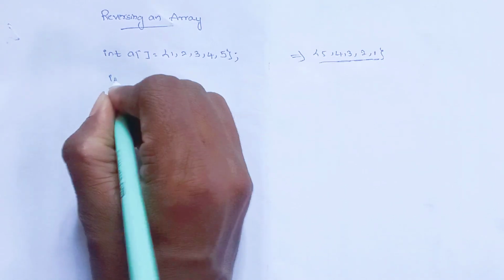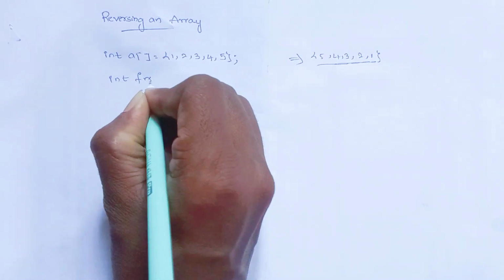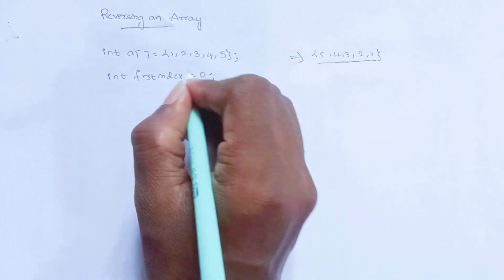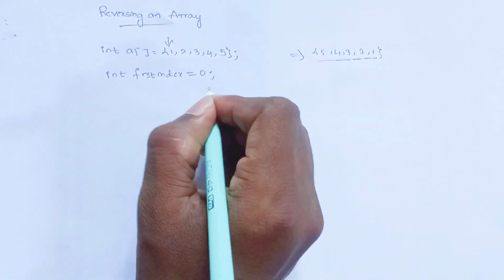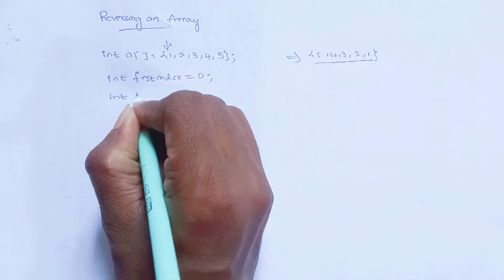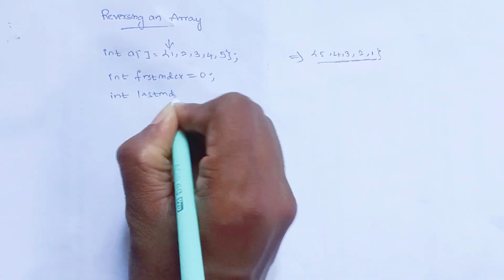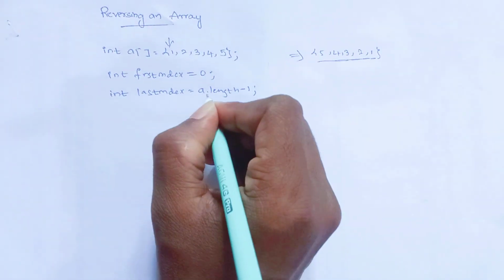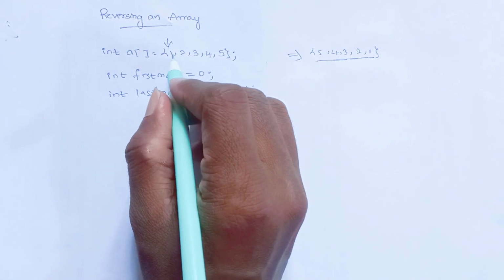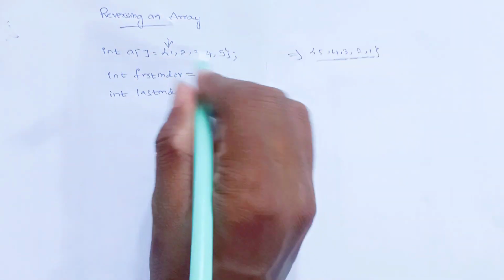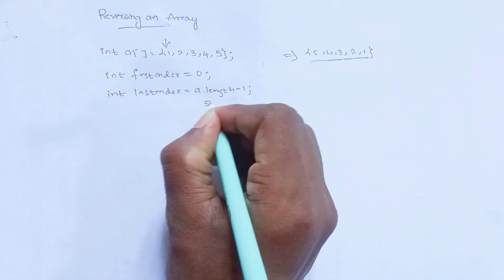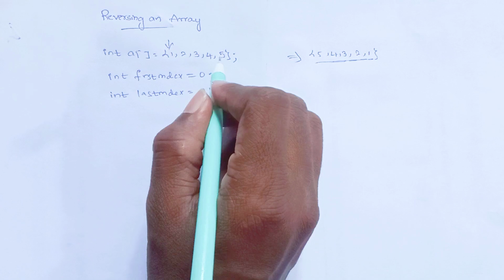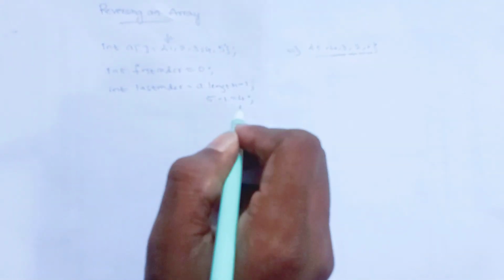So at first we need to take a variable of type int. Let the variable be first index, and take first index equals to 0, because the array index starts with 0. Then take another variable, last index equals to a dot length minus 1. A dot length means the number of elements in the array, that is 1, 2, 3, 4, 5. So there are 5 elements, so a dot length means 5 minus 1, that is equals to 4. So the array ends with index 4, so last index is equal to 4.